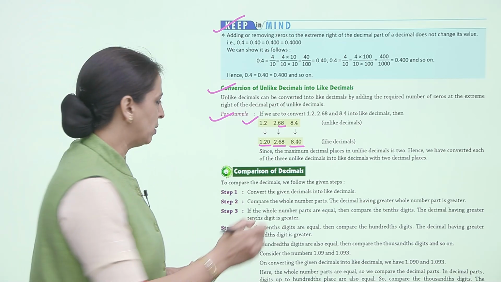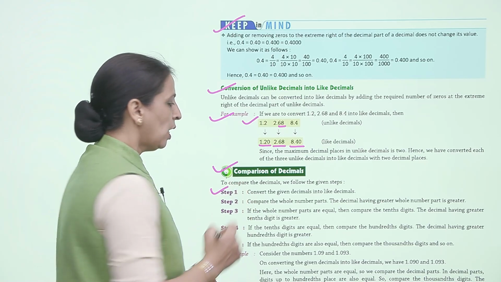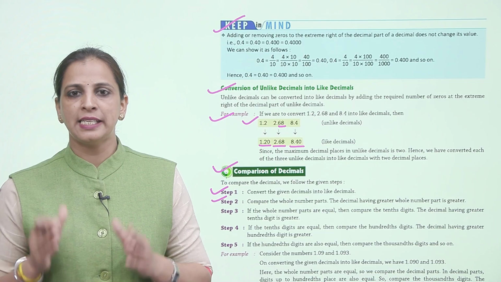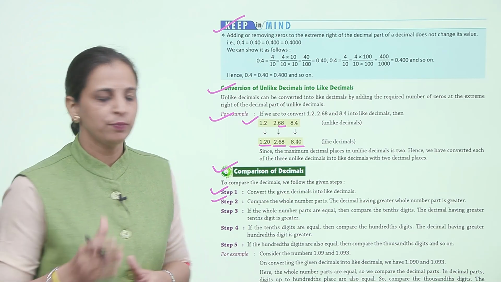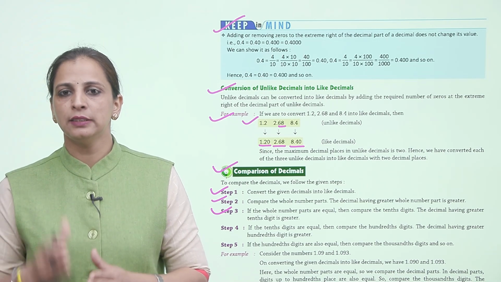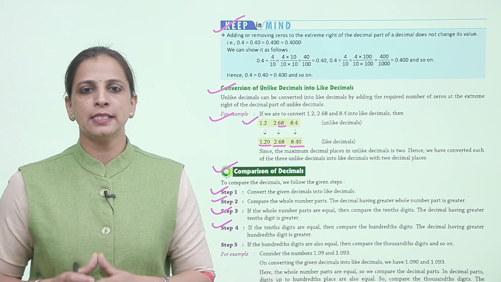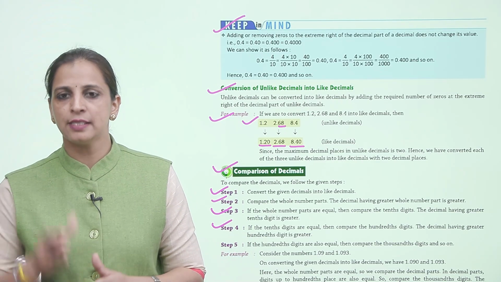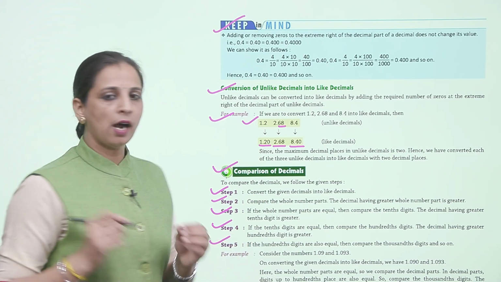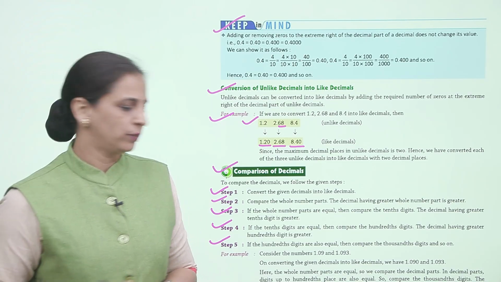Now, comparison of decimals. To compare the decimals, we follow the given steps. Step 1, convert the given decimals into like decimals. Step 2, compare the whole number part. The decimal having greater whole number part is greater. Step 3, if the whole number parts are equal, then compare the tenth digit. The decimal having greater tenth digit is greater. Step 4, if the tenth digits are equal, then compare the hundredth digit. The decimal having greater hundredth digit is greater. Step 5, if the hundredth digits are also equal, then compare the thousandth digits and so on.